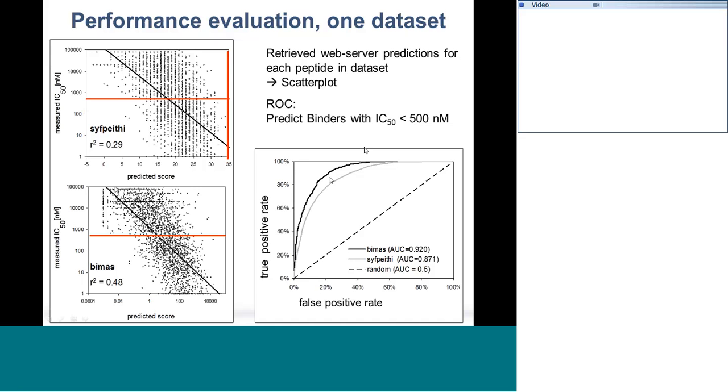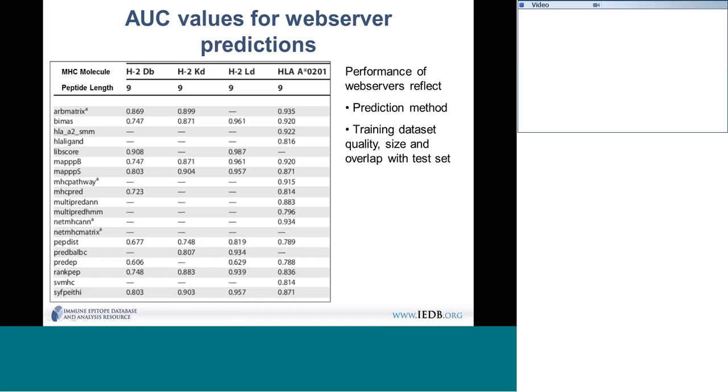But this is what it looks like in reality, and here you can say BIMAS performs better in this case than SYFPEITHI. And both are clearly better than random. So we could do this for a bunch of publicly available methods at the time, and we ran all these data sets through, and that was informative in the sense of showing how current tools perform, but it is not really a very good way to learn going forward which approach works better than the other, because there are two key influences here.